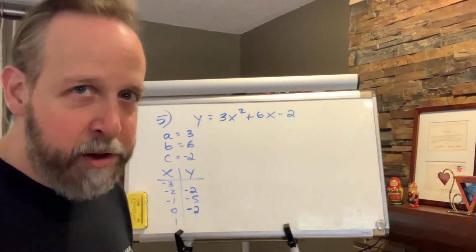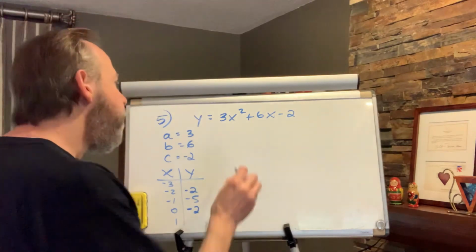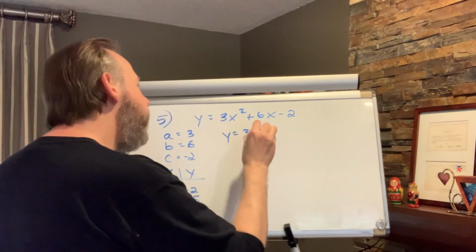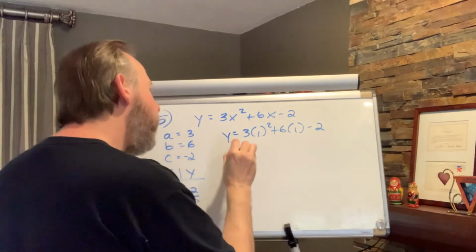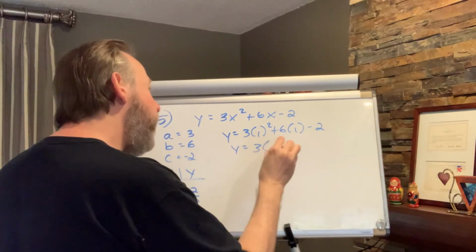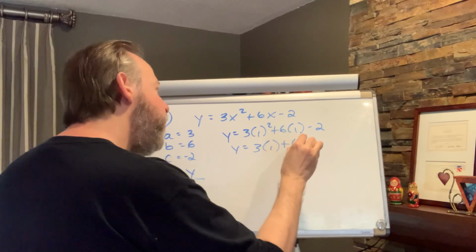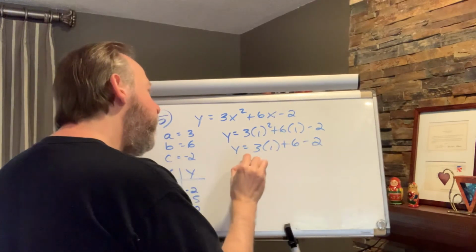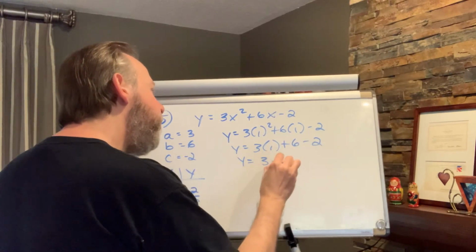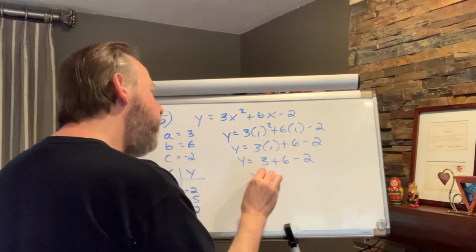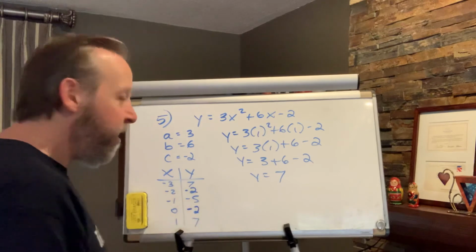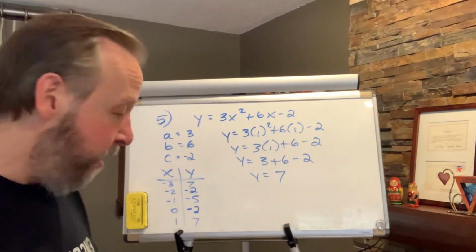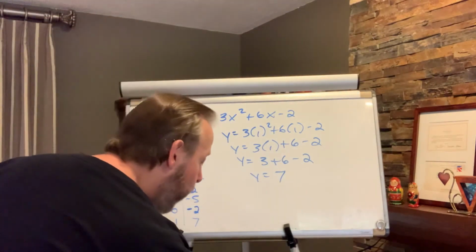I would much rather plug in 1 than negative 3. Y equals 3 times 1 squared plus 6 times 1 minus 2. 3 times 1 squared, so it's 3 times 1 plus 6 minus 2. That's 3 plus 6 minus 2. That's 7, which is going to reflect. And my t-table is now filled out without too much worry or stress.